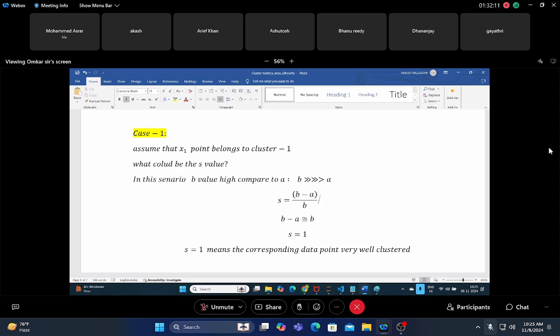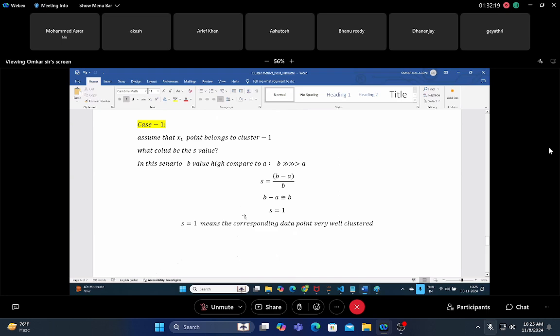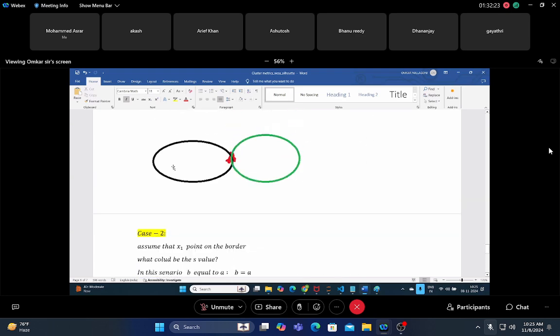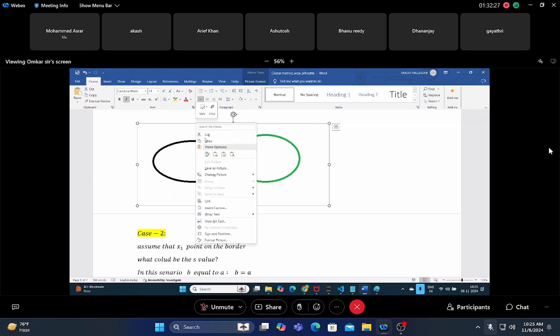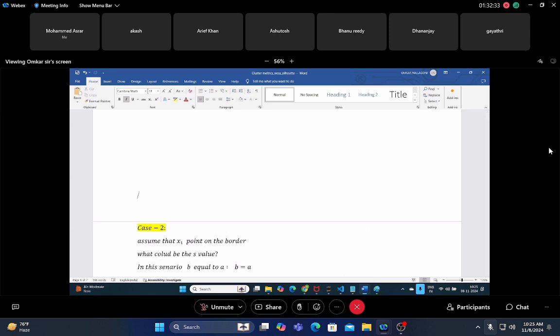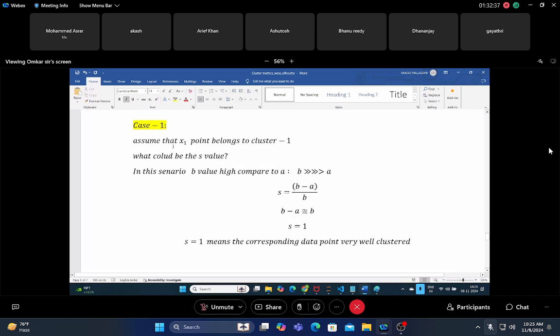Write the two cases now. Draw the diagram if you want. Write case 1 first.